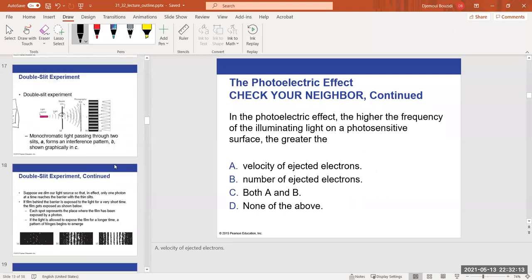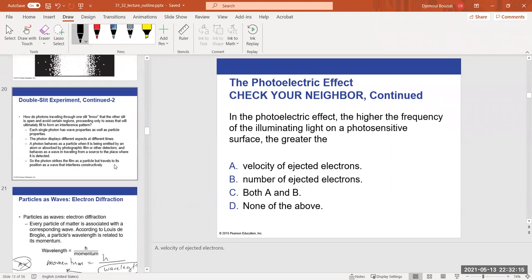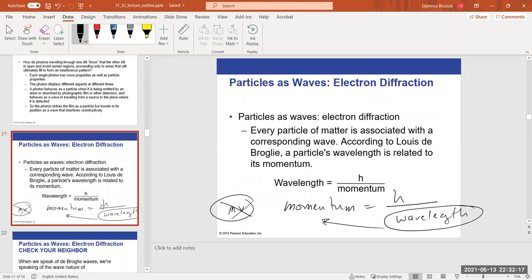So Louis de Broglie suggested the following. Could it work the other way around? Because the equation looks very, very simple. This is middle school algebra. If momentum is equal to h over wavelength, then I can have wavelength equal to h over momentum. In other words, an electron that definitely has a mass and definitely has a velocity, which means that it has a momentum, then I can find the wavelength for it using this equation, the backward equation, basically.